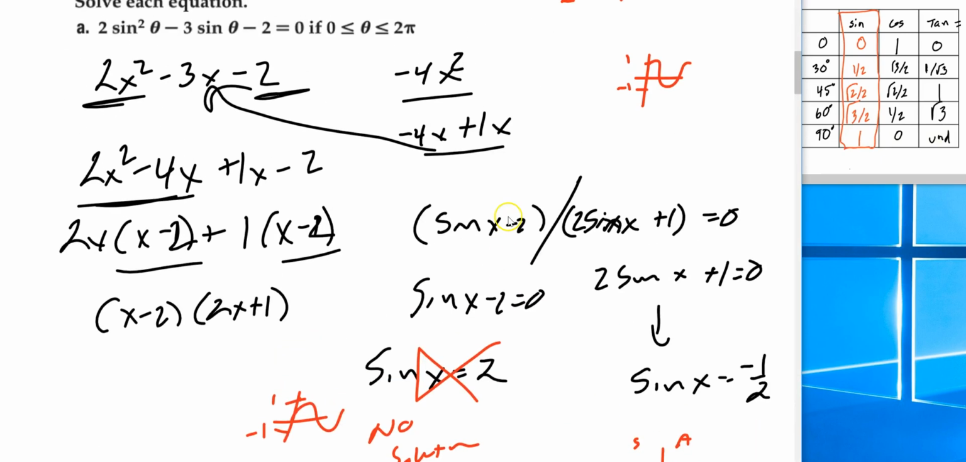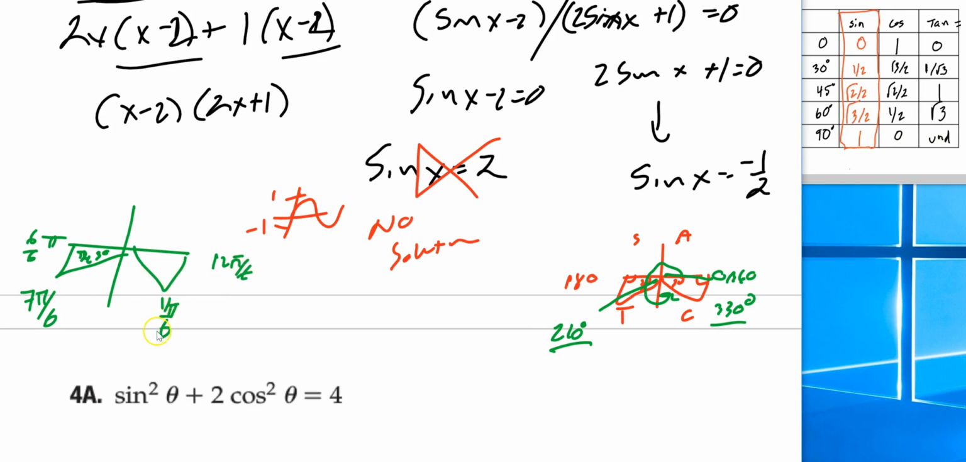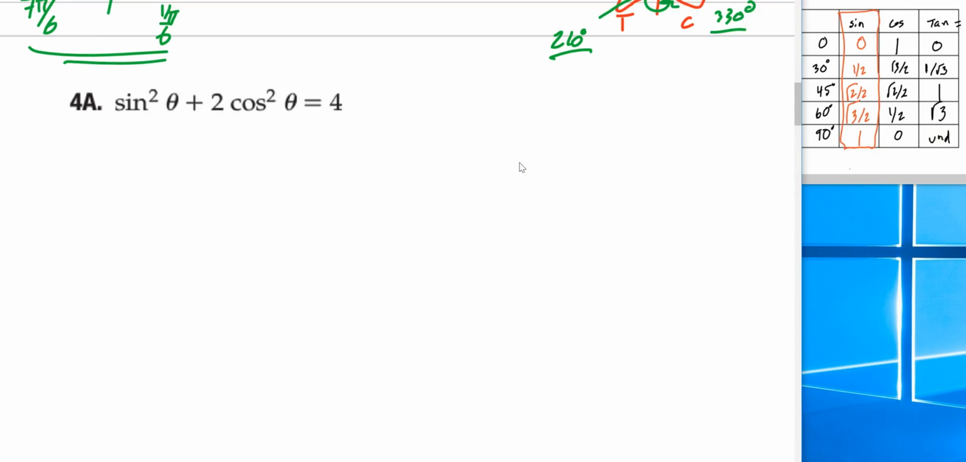Now, if we look back at the top, they wanted radians. So how do we do that? Same concept. This is 30, so that's pi over 6. One more would be 7 pi over 6. If you double, you get 12 pi over 6. One less will be 11 pi over 6. So that's it in degrees, and that's it in radians. Same thing. Let's move on to the next one.